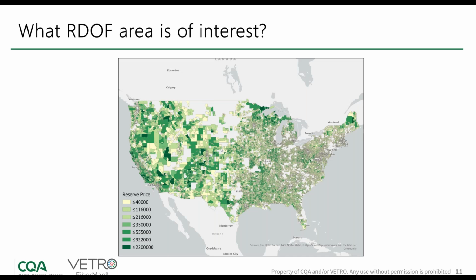So let's start with what are the RDOF areas of interest. This is a nationwide map showing the reserve price, or what reserves are available across the country. At this scale, it's hard to make any decisions, but what we're showing here is actually the census blocks across the census block groups across the country.